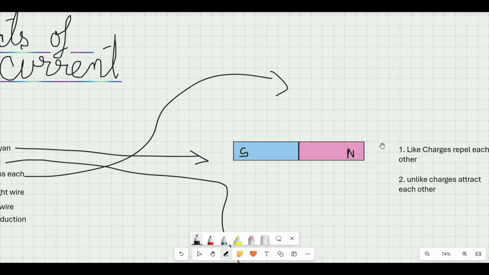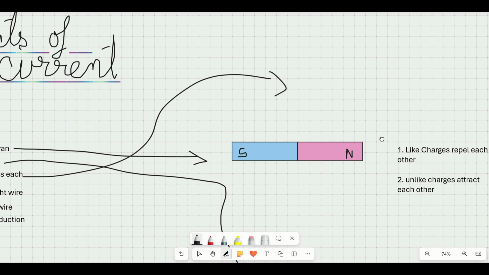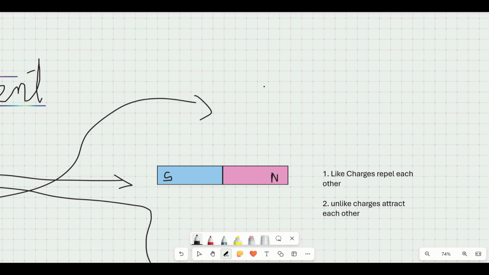Why do the lines not cross each other? It is because we know that in magnetic field lines, let it be a magnet. So in the magnetic field lines, at any point on a magnetic field line, let's check this point.